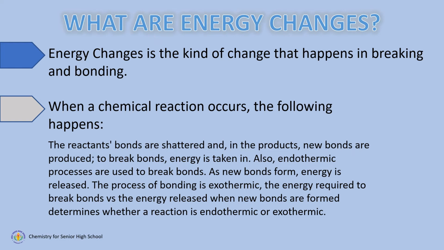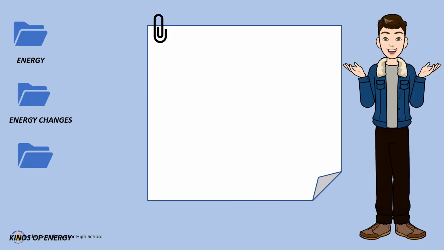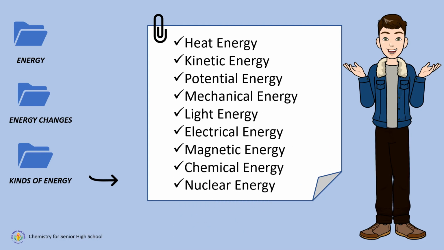The energy required to break bonds versus the energy released when new bonds are formed determines whether a reaction is endothermic or exothermic. Now we're going to tackle the kinds of energy. We have heat, kinetic, potential, mechanical, light, electrical, magnetic, chemical, and nuclear energy.